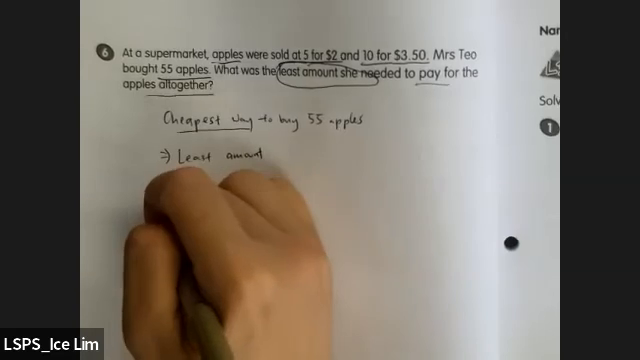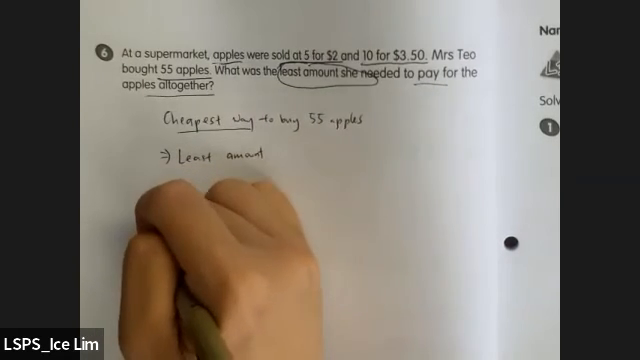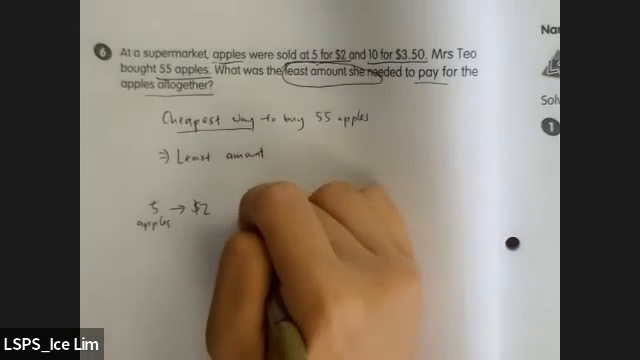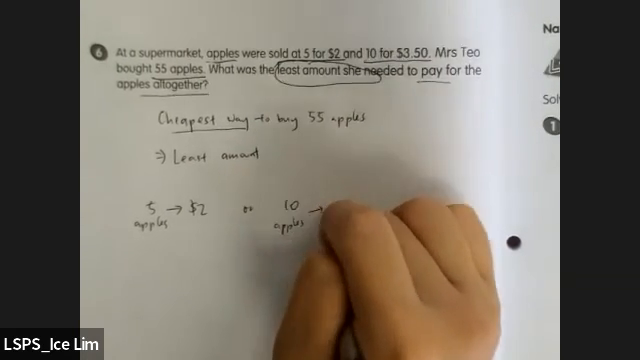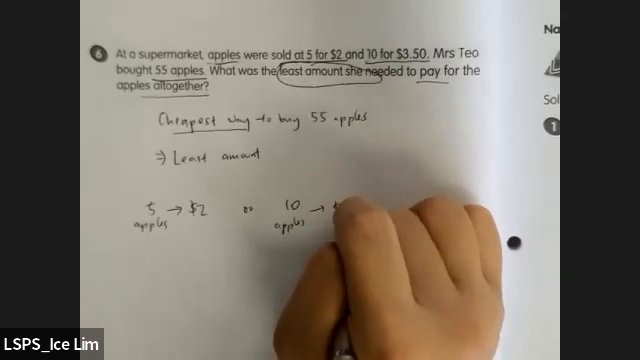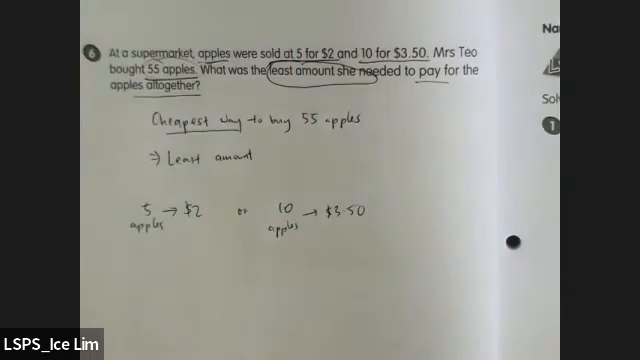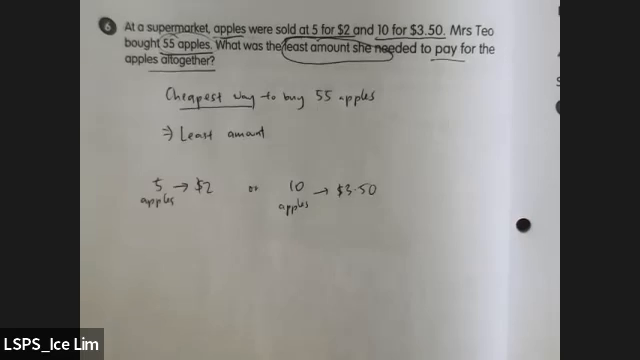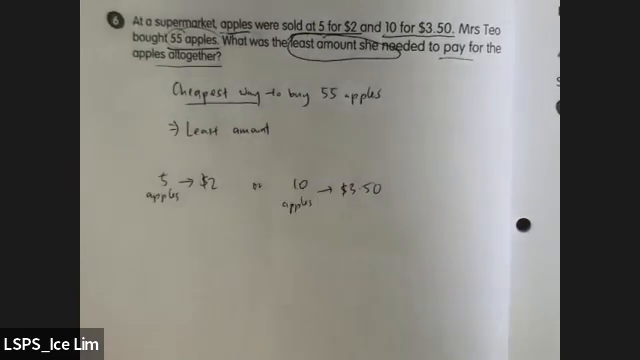I can either buy 5 for $2 or 10 apples for $3.50. Altogether, I want 55 apples. What's the cheapest way? Can you understand? Can you understand what that means now? Okay. With the understanding, we'll go through in detail on Monday. Okay? I will not take up more time.